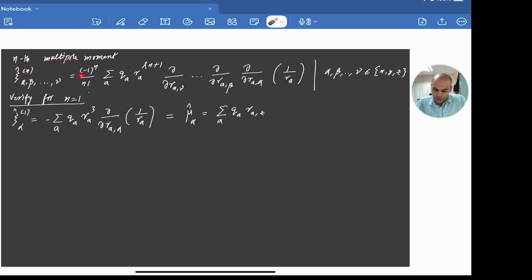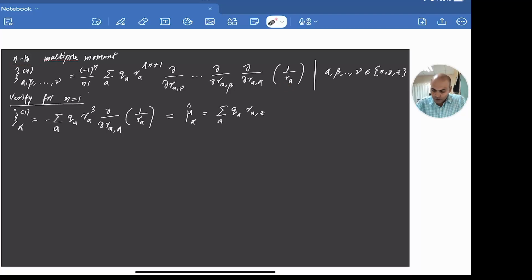And on the right side, we have minus 1 to the power n over n factorial, and the summation is over all particles, electrons and nuclei. If the system is a molecule, qa is the charge of the ath particle, Ra is the position of the ath particle to the power 2n plus 1. And you have n partial derivatives with respect to the position components alpha, beta, all the way until nu, and we are going to differentiate 1 over Ra.